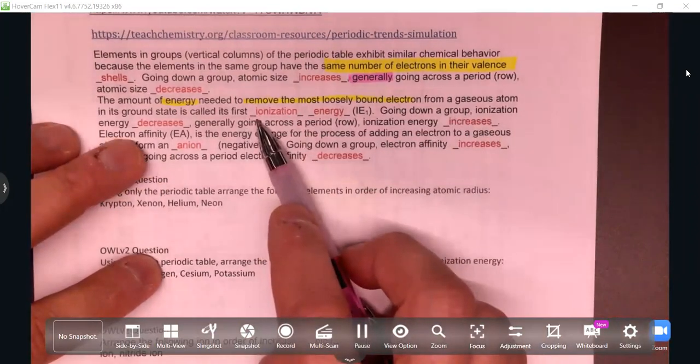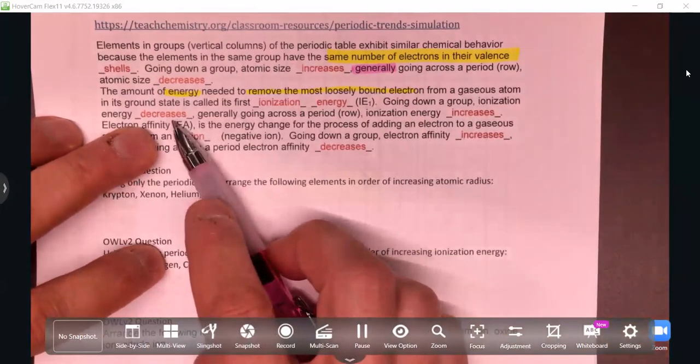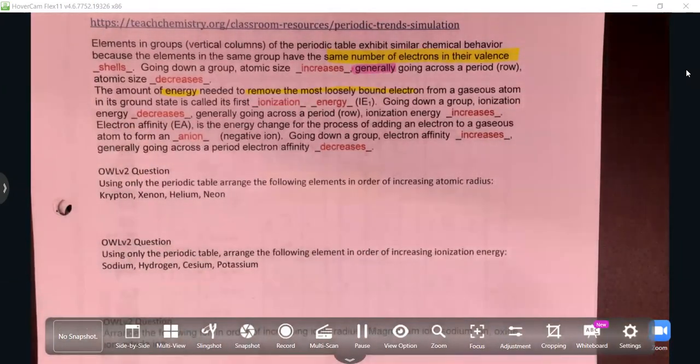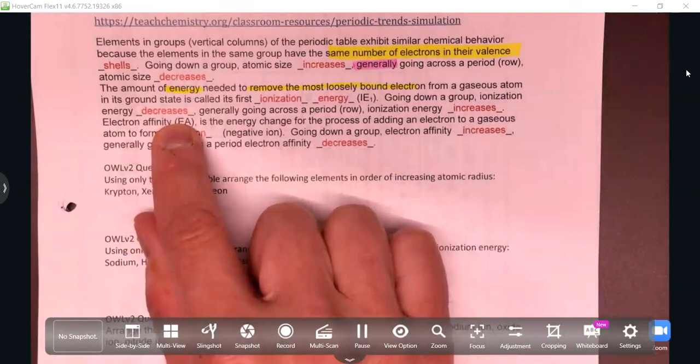This is called the first ionization energy: the energy to remove the most loosely bound electron. Going down a group, ionization energy decreases. Think about that. If you're going down group 1, lithium, sodium, potassium, rubidium, cesium, every one of them loses its one valence electron. That valence electron is being pulled in by the positive pole of the nucleus. But obviously, if you get bigger and bigger, it should be easier to pull that electron away, right? It just gets easier as you go down the group. So as you go down the group, ionization energy decreases.